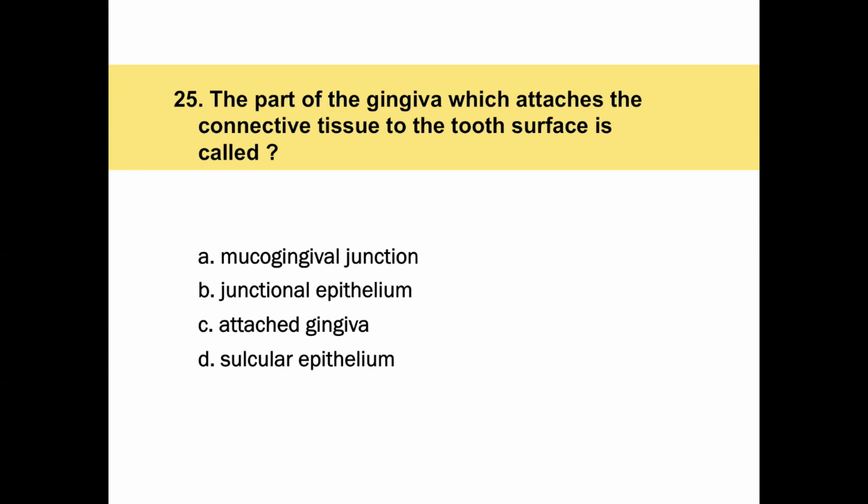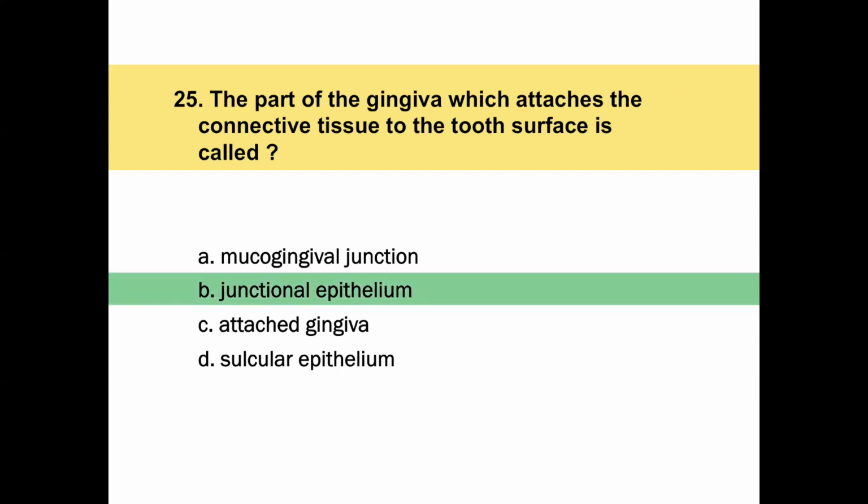The part of the gingiva which attaches the connective tissue to the tooth surface is called A. Mucogingival junction, B. Junctional epithelium, C. Attached gingiva, D. Circular epithelium. Answer B. Junctional epithelium.